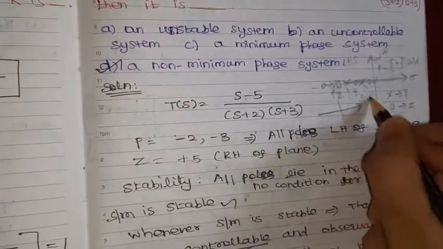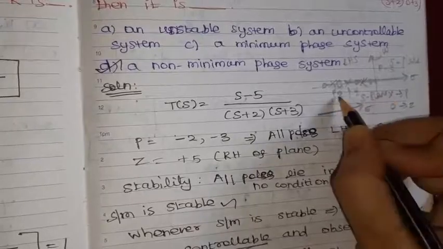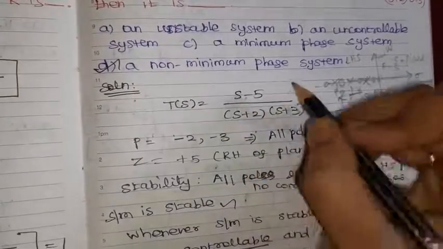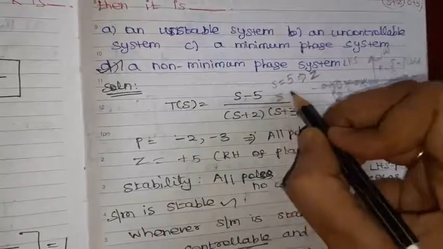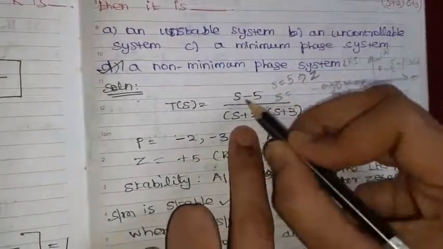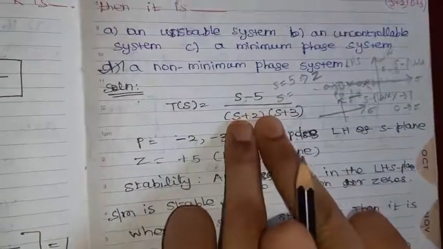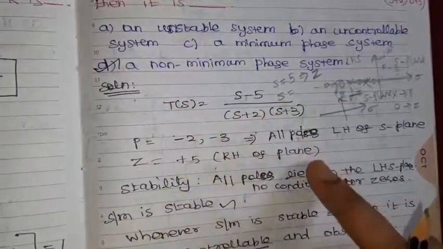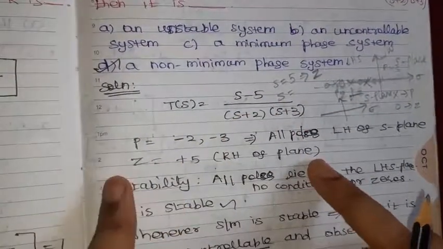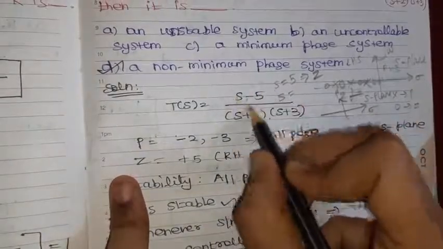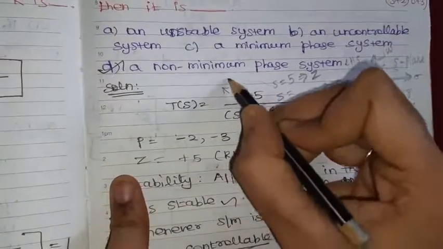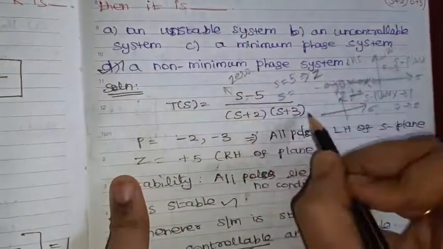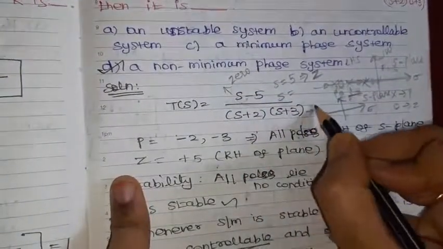S plane, sigma j omega. So S equal to 5, this is the 0 location. Numerator: so we should know how to find out the poles and zeros from the transfer function. Numerator terms equal to 0, we can find out the location of 0. The denominator term represents the location of poles.